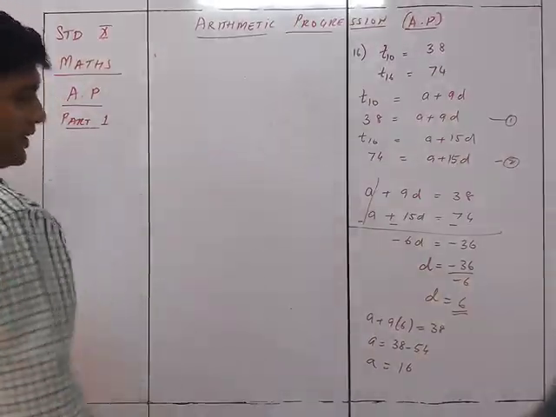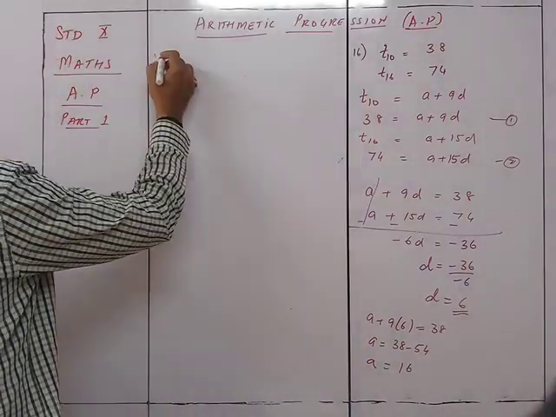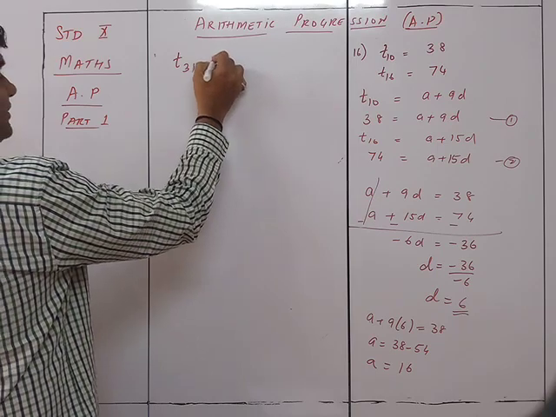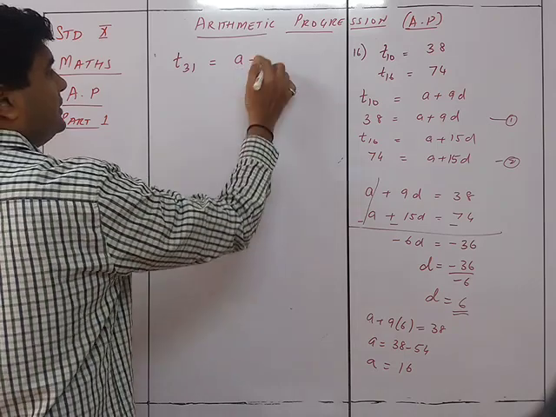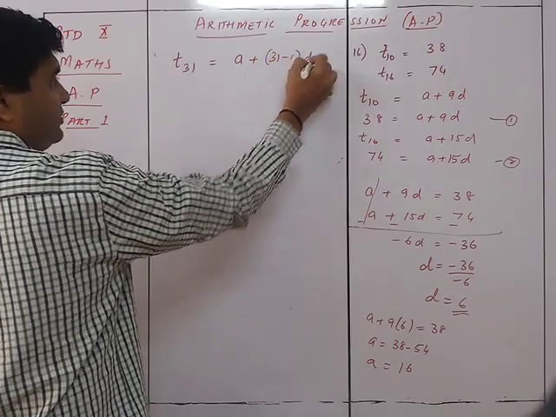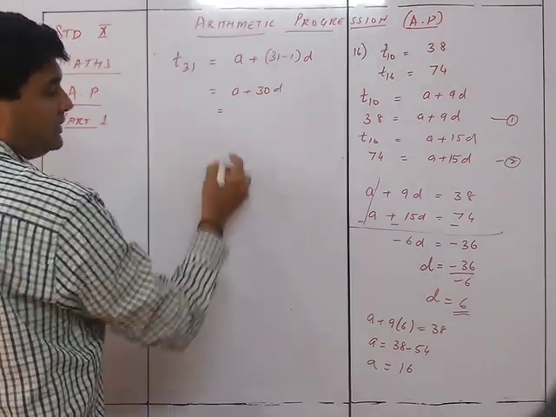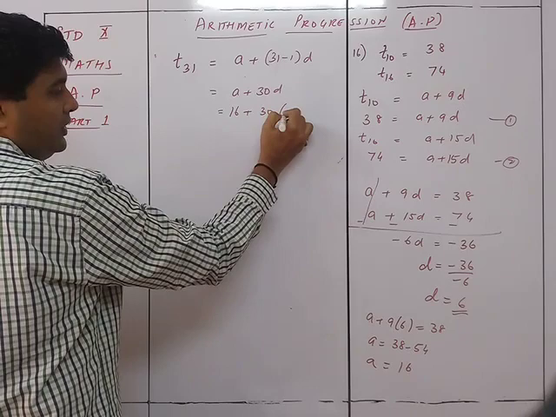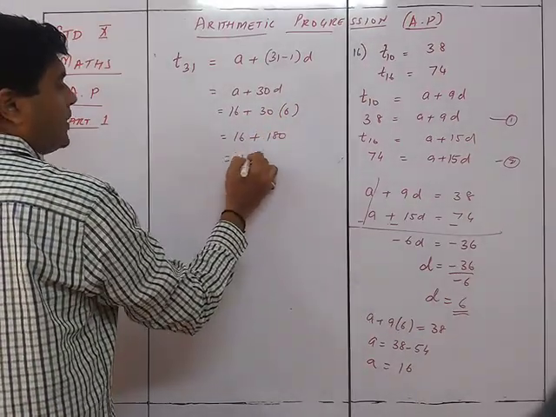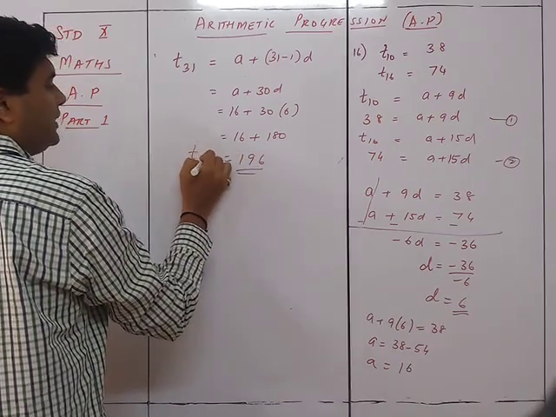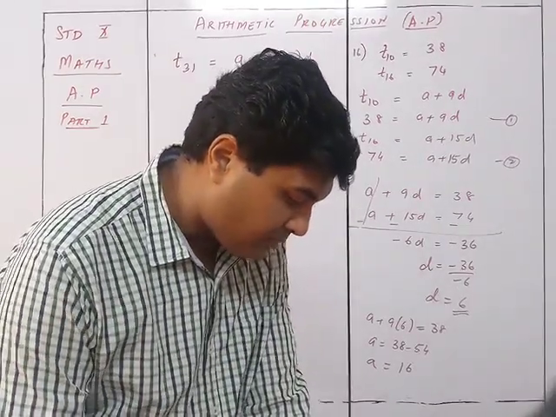So what is the required term? D16 is given as T31. Sum number 16, T31 is what we need to find out, A plus 30D. As per the formula, A plus 31 minus 1 into D, this is A plus 30D, which equals 16 plus 30 into D, which is 6. So it equals 16 plus 180, which equals 196. So T31 is going to be 196. That was sum number 16.